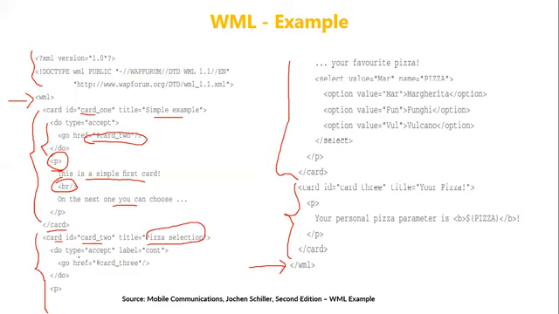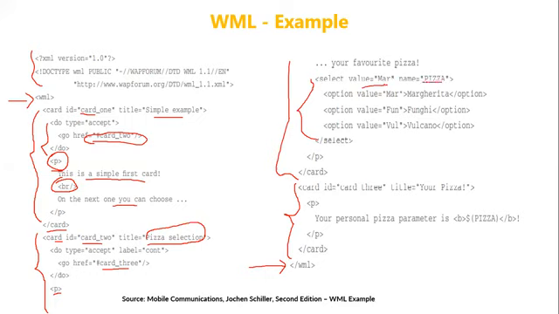Here also we are including a do type accept, and there is a label called continue, and there is an href which is internally referring to card3. So if you click on this continue, it will go to card3. There is a paragraph tag inside this card tag, which says select your favorite pizza. Here we are using a select box, select value equal to MAR, name equal to pizza.